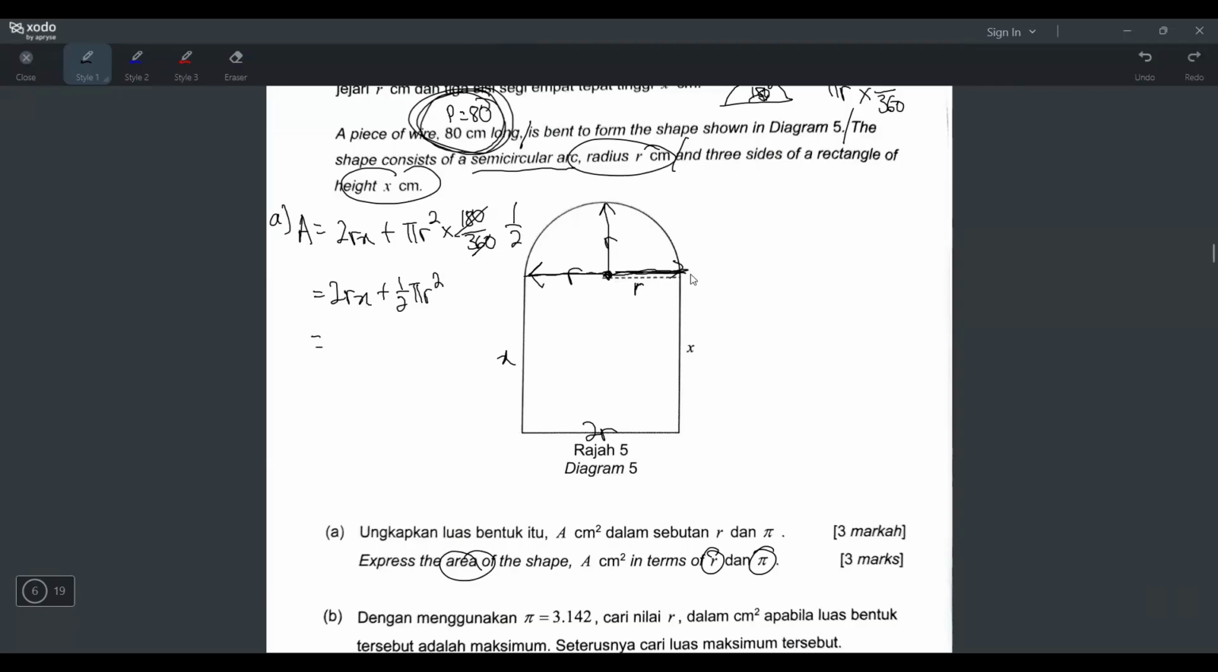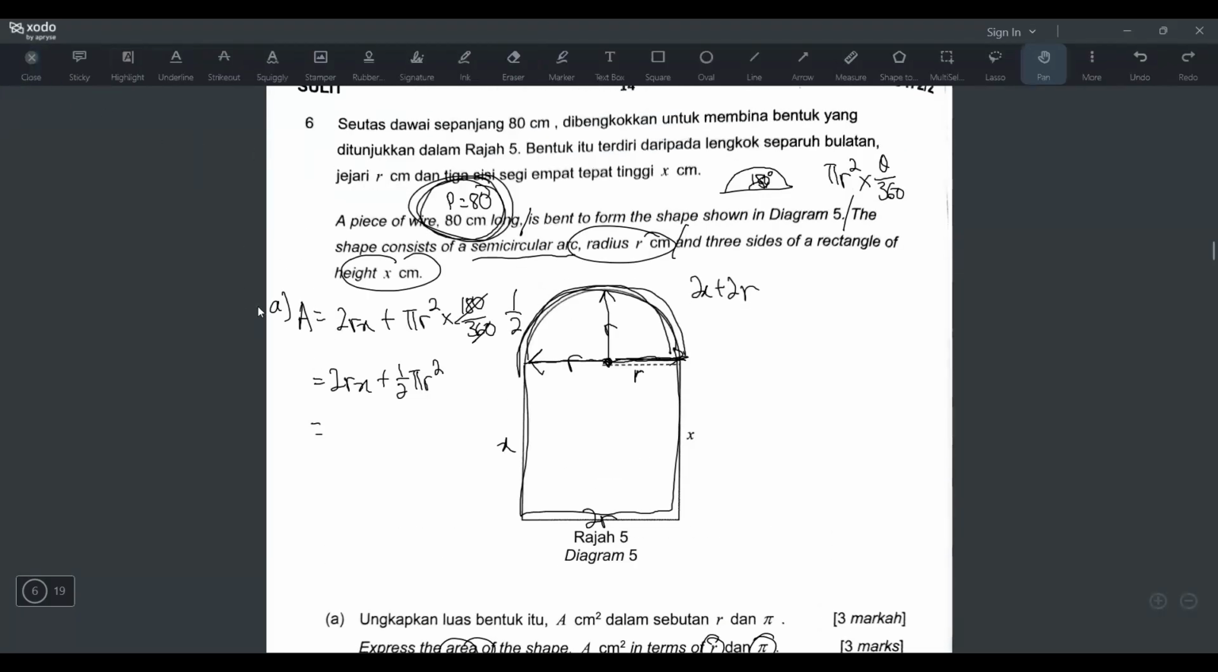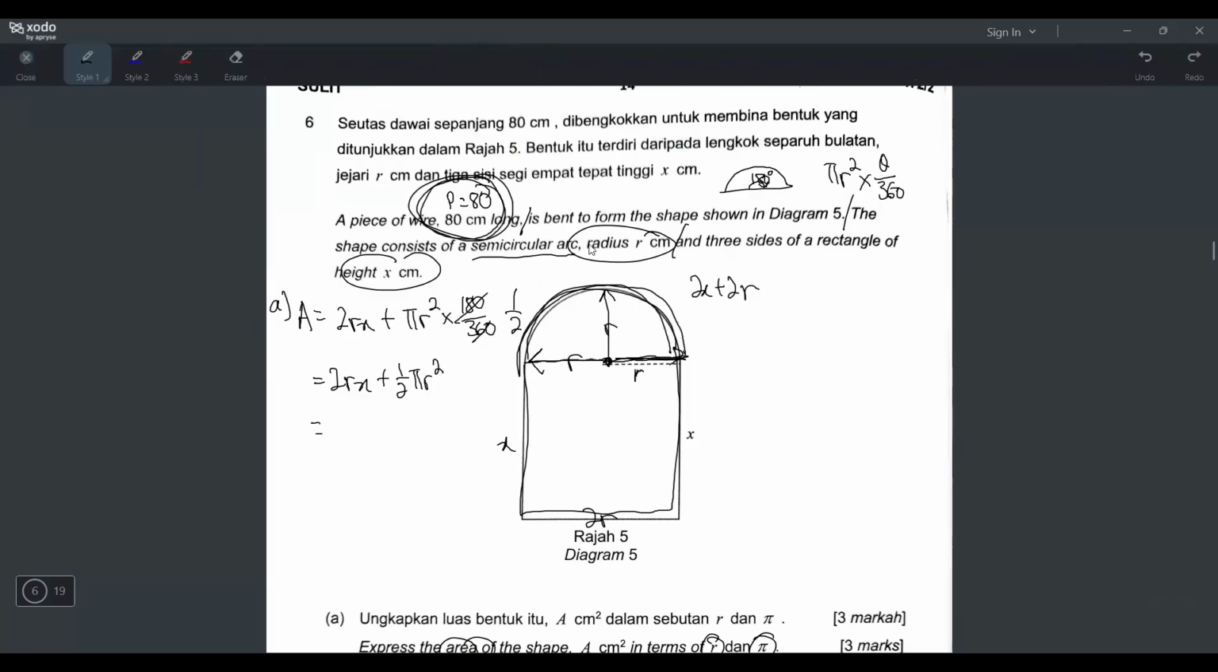So we all know this is x plus x, which is 2x, and then plus 2r, right? And then plus this line. So perimeter only finds the outer line. Okay, how to find this line? This is the arc of the semicircle. All right, we call this the arc, or lengkung. Okay, so if this is the arc, what formula can we use to find this?